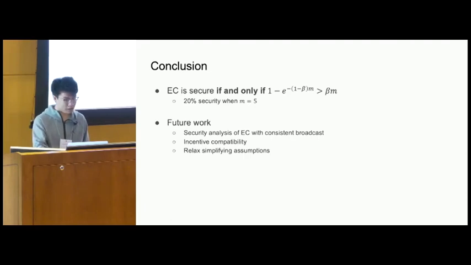So a formal study of the incentive compatibility of EC is another important problem for understanding the security of EC. Maybe another future work is to relax some simplifying assumptions, such as the lockstep synchronous model we adopted in this paper, and maybe consider some more realistic tie-breaking rules instead of always favoring the adversary, and maybe also consider an adaptive adversary instead of assuming a static power table.